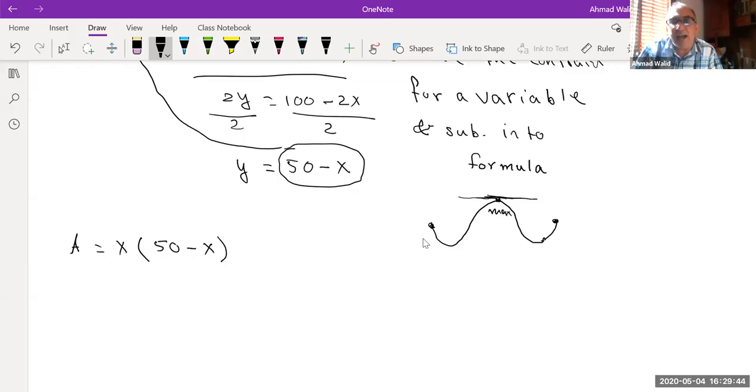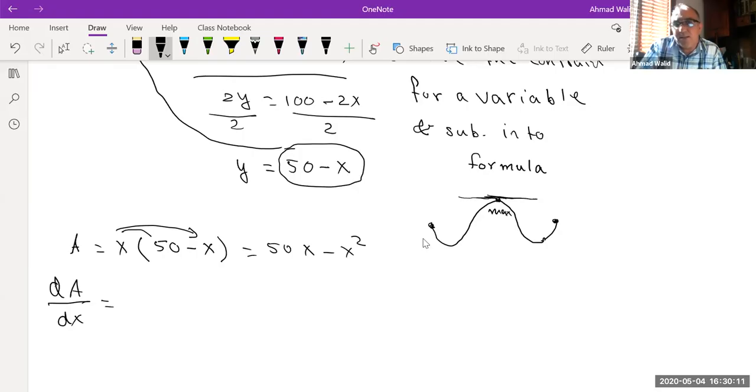Okay, now here I have to find A prime. That means I have to find dA over dx, right? Where A prime is dA over dx. Even before that, it's a good idea, you can use the product rule, or you can distribute the x to make it easier, right? Which gives you 50x minus x squared. Now, take the derivative of this function, 50x minus x squared. What is the first derivative of 50x minus x squared? It gives you 50 minus what?